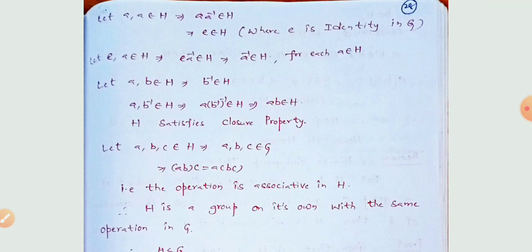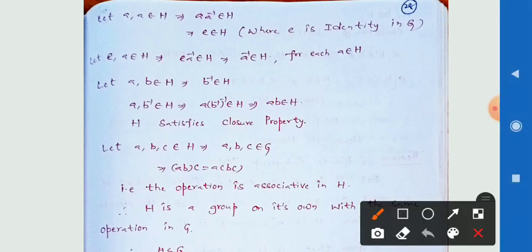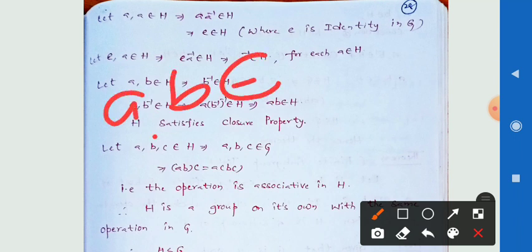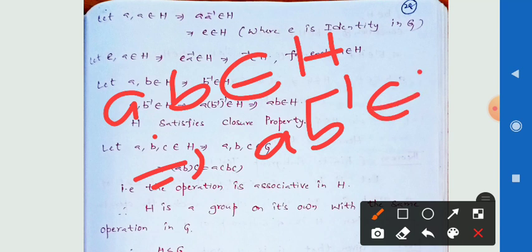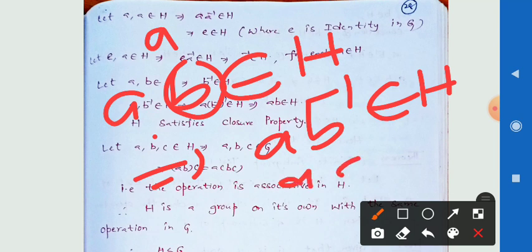Here I am taking a, a. The given condition is a, b belongs to H, which becomes ab⁻¹ belongs to H. Taking a, a, that becomes aa⁻¹ belongs to H. And aa⁻¹ means e belongs to H.